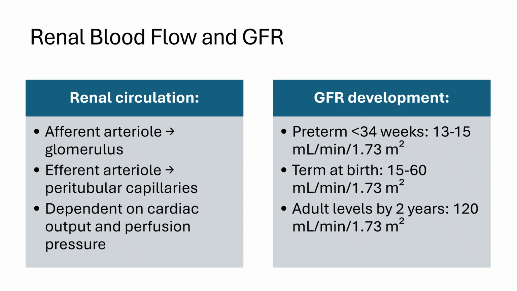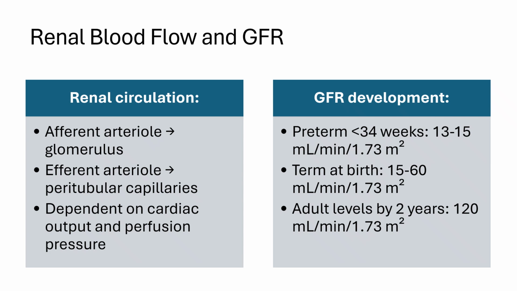Preterm infants less than 34 weeks gestation maintain a GFR of only 13 to 15 milliliters per minute per 1.73 meters squared. Why so low? Their afferent arterioles are still developing, nephron number is incomplete, and the tubular system remains immature. Term newborns show more variability, with GFR ranging from 15 to 60 at birth.